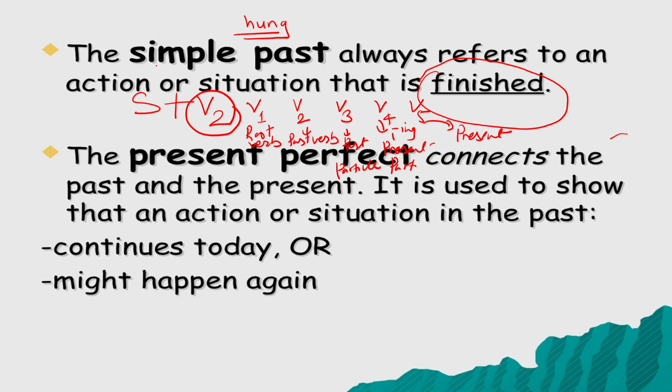So, if you are asked to change it into verb 3 or past participle and present participle, what will it be here? Its past participle will be hanged, and another, sorry, hung. Okay, and then hanging. So now it's past participle and its present participle.